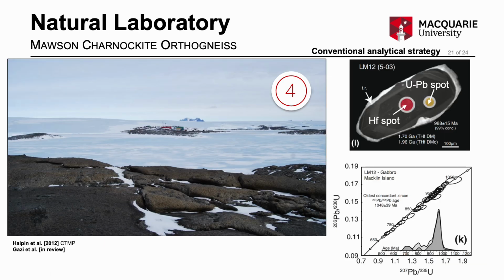Finishing up with the second natural case study of the Mawson Charnockite orthogneiss from Antarctica, our research published in 2012 used a conventional analytical strategy of ablating one spot per grain, and we identified a 500 million year spread of near concordant spot dates. Back then, we interpreted the oldest grain to represent a minimum crystallization age of the Charnockite protolith, and the spread to have formed by diffusional lead loss during subsequent granulite facies orogenic events.